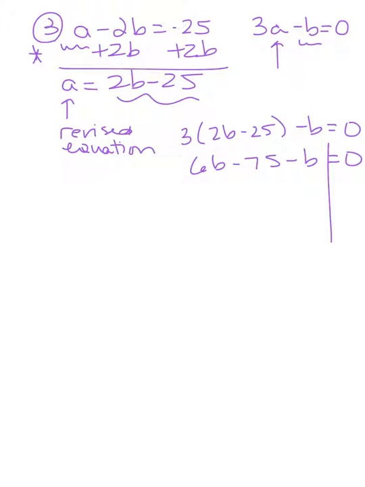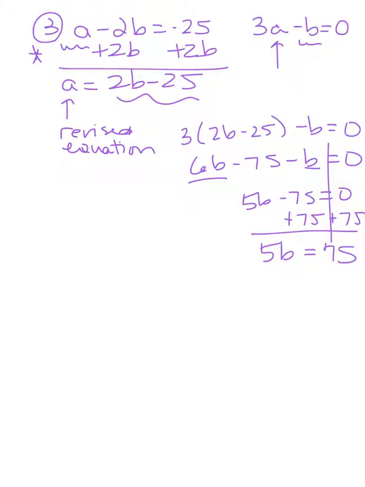Again, there's my wall. Combine my like terms, so I have 6b and negative b, that becomes positive 5b minus 75 is equal to 0. I'll add 75 to both sides, and I have 5b is equal to 75. So in my last step, I have to divide both sides by 5, and I have b is equal to 15.